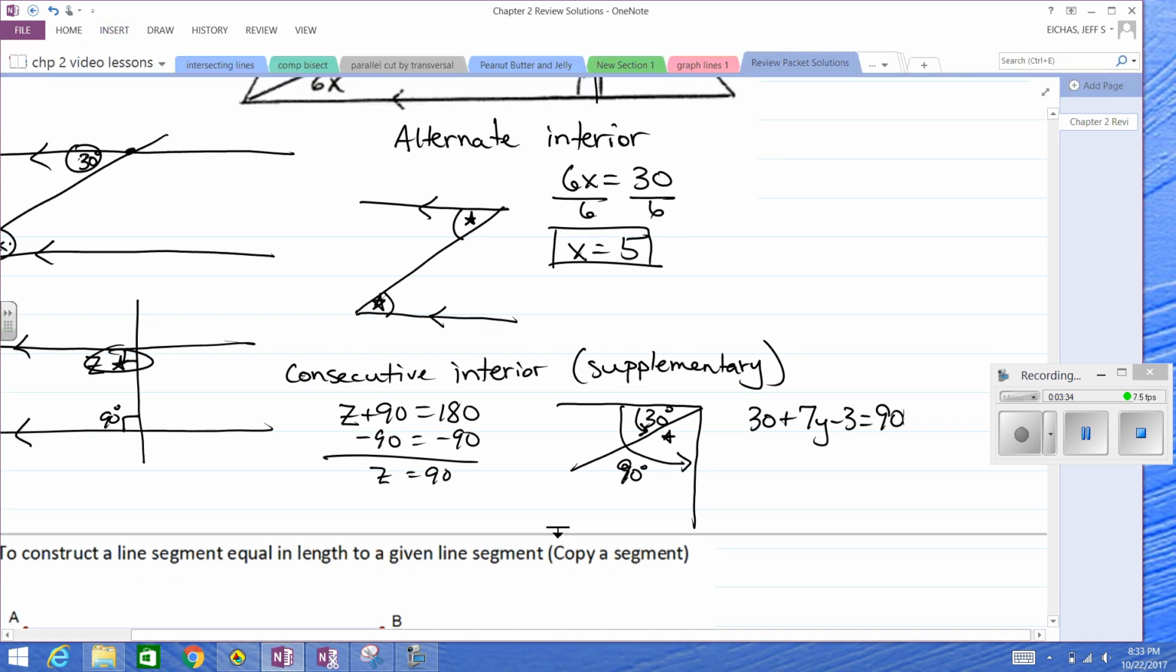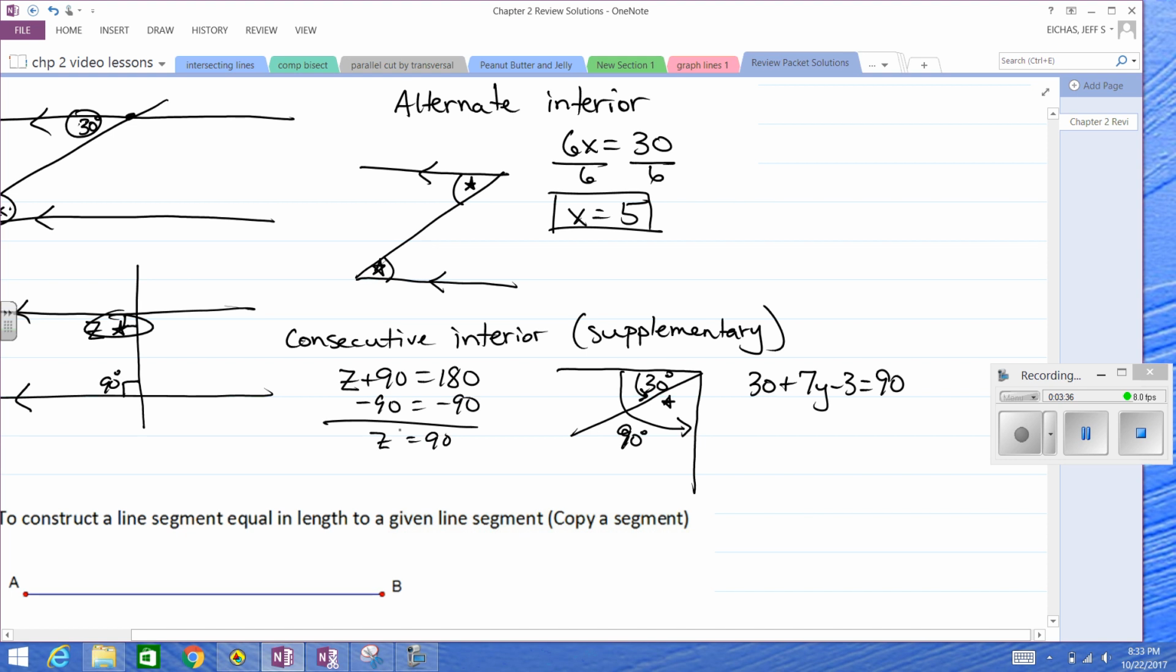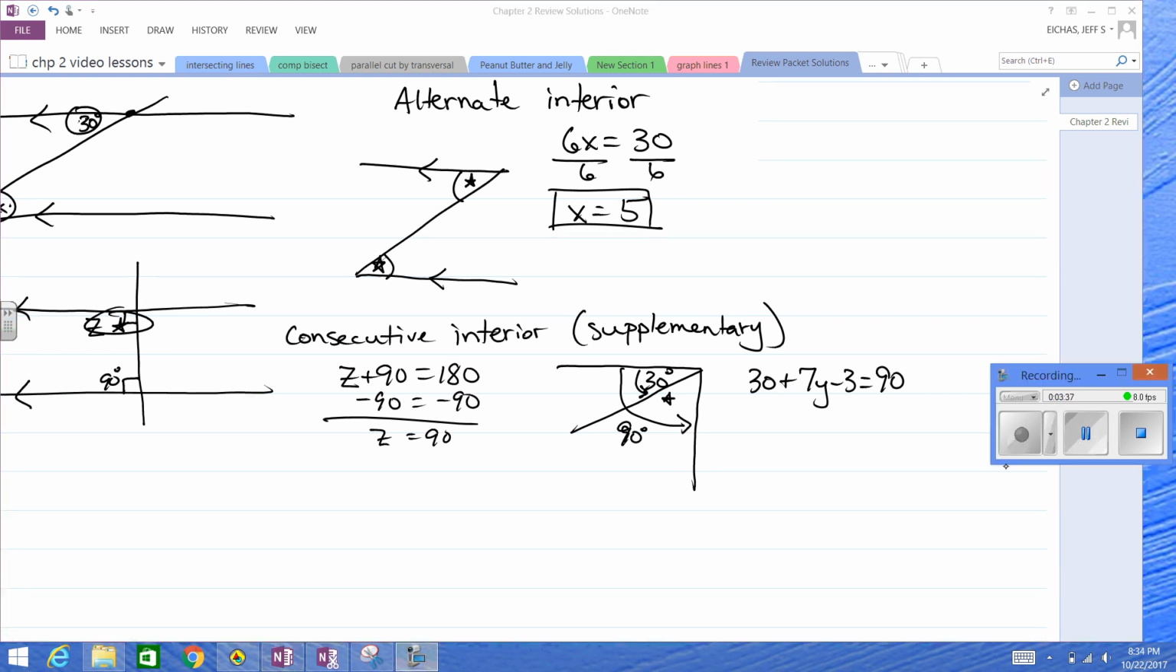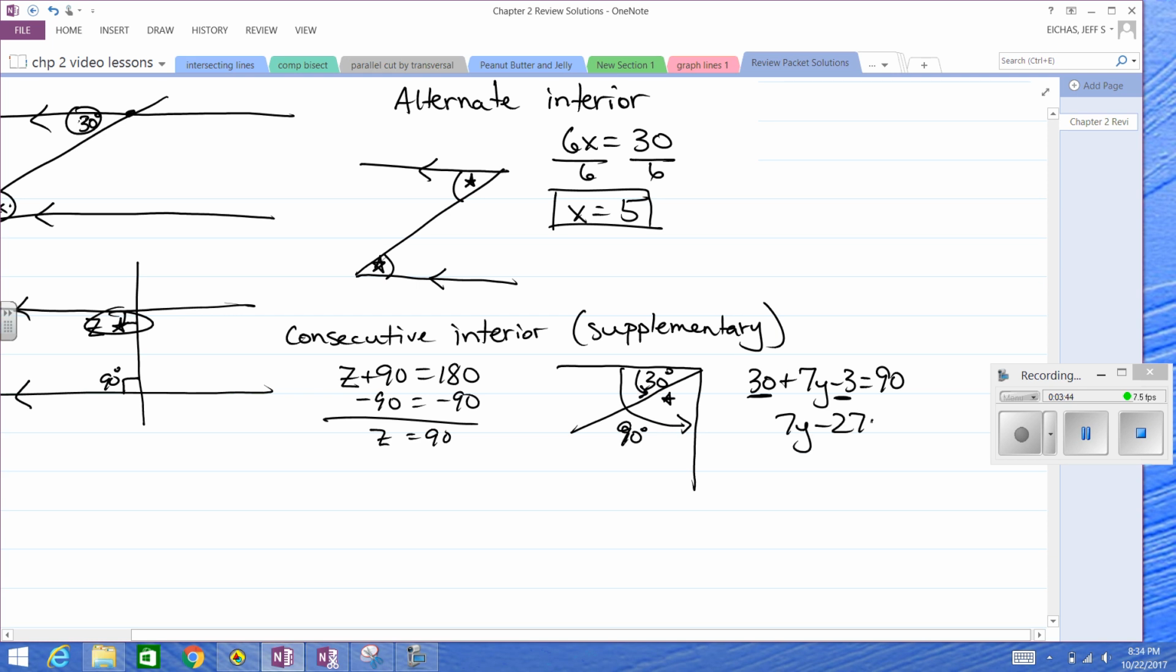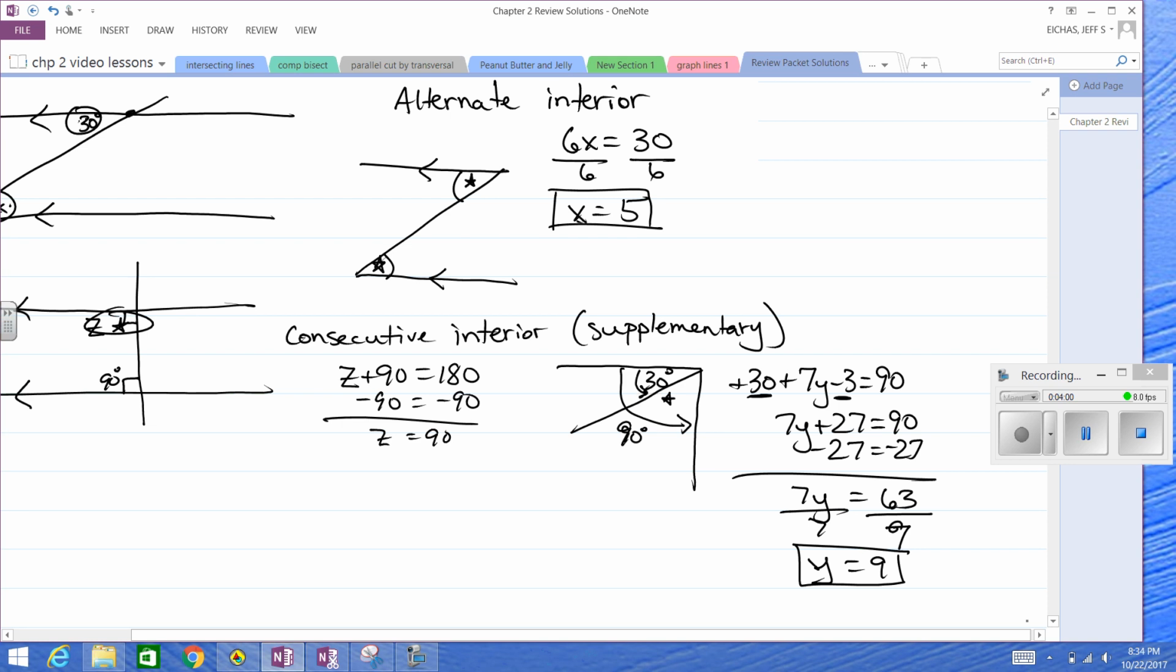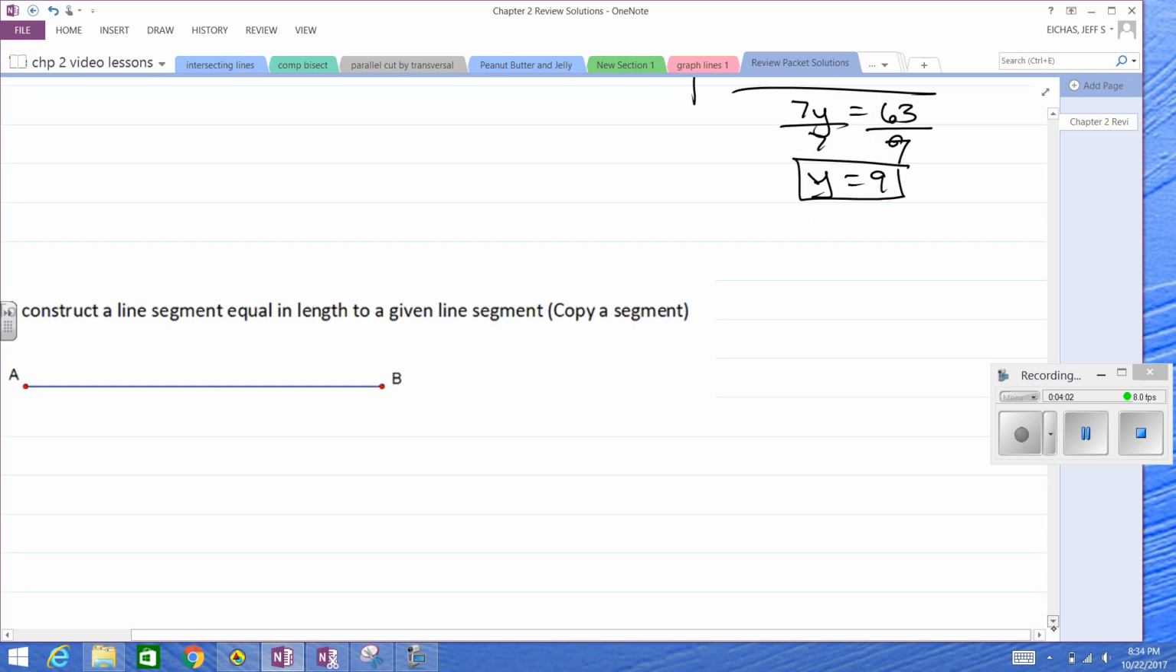So solving that, let's combine like terms maybe, the 30 and the negative 3, 27, or I'm sorry, plus 27, this is positive. Okay, so then subtract 27, and you get 7y equals 63, divide by 7, and y is going to equal 9. So we get x is 5, y is 9, all set on that one.